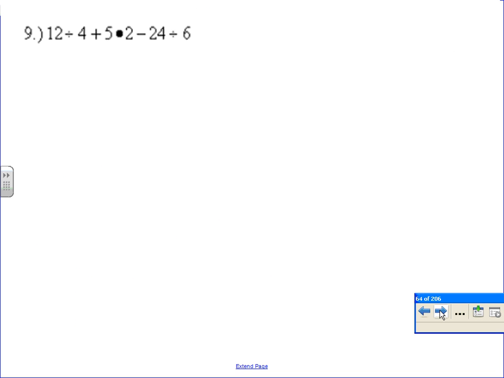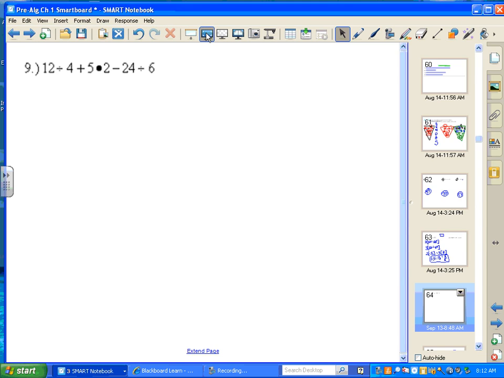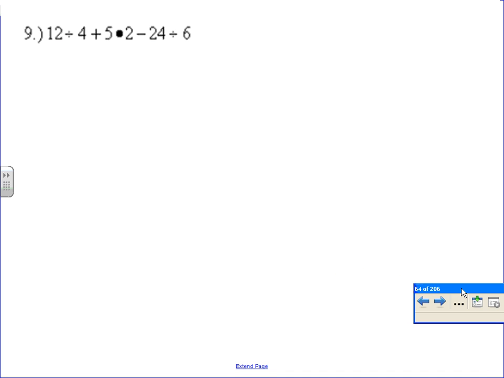Okay, let's go to number 9 together. This is a long problem, but there are not any grouping symbols. So what do we need to do first on this one? What do we need to do first, Justin? Good. 12 divided by 4. Multiply and divide from left to right. 12 divided by 4 is 3. So I'm going to write that, and I'm going to rewrite everything else. Matt, what is the next thing we need to do?